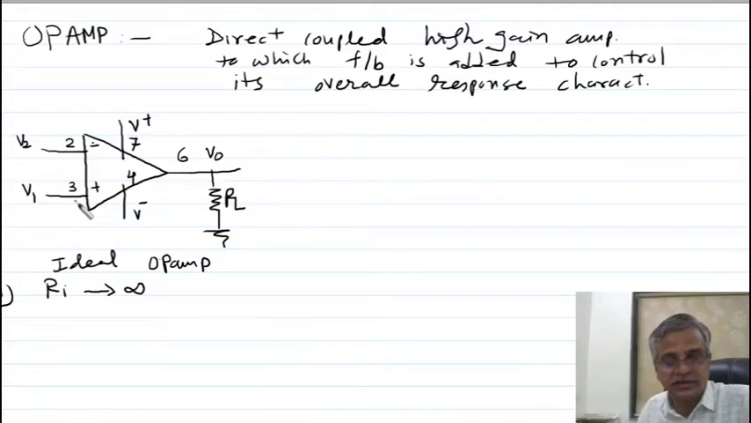So why is it infinite? In the last semester I discussed the two-stage common collector. Here a two-stage common collector is there. Here also a two-stage common collector is there. So it provides a very high input impedance.